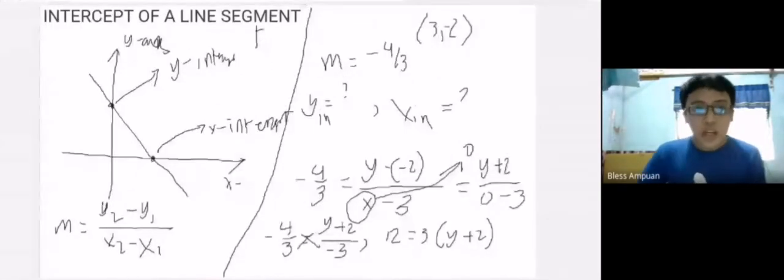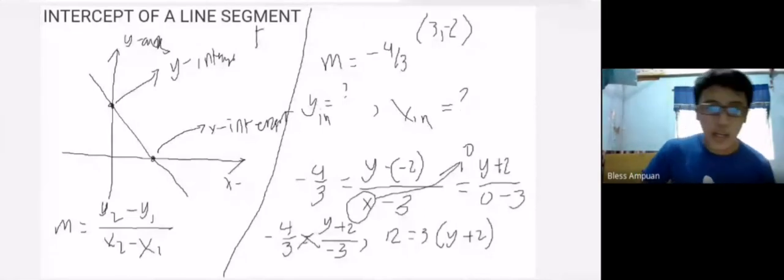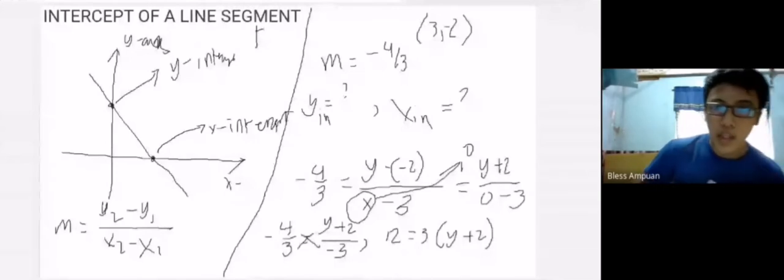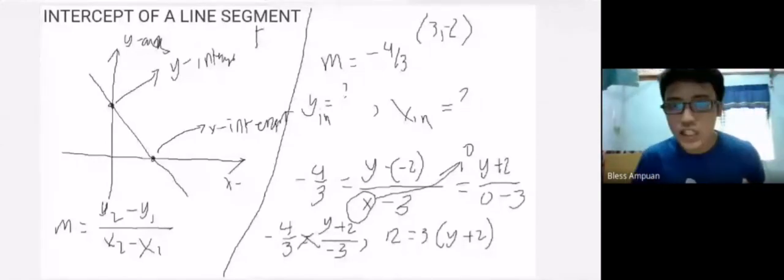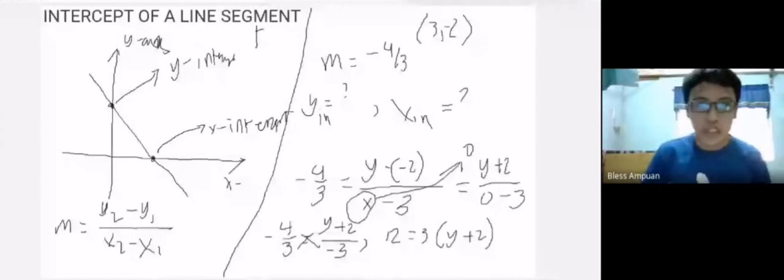So for the intercept of a line segment, if you can't quite catch the definition, I think it is easy to Google, so just use the internet. Still, I'm going to share the basic definition of the intercept. We have two kinds of intercepts: the x-intercept and the y-intercept. Assuming again that we have a diagram like this, this is our Cartesian plane and we have two points given. So how do we determine an x-intercept or a y-intercept?